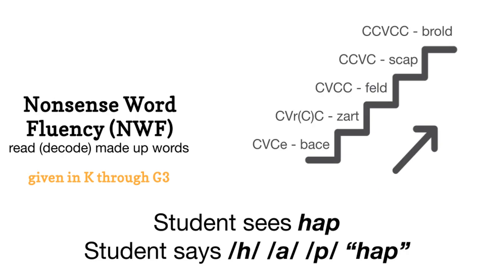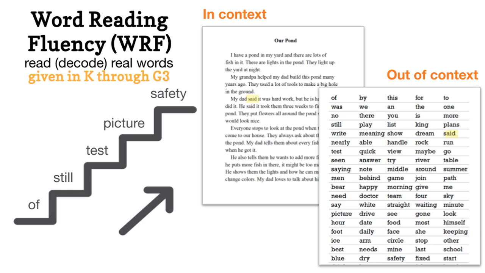Nonsense word fluency measures the ability to decode words based on alphabetic principle. This subtest is given in kindergarten through third grade. Word reading fluency measures the ability to read real words in and out of context. This subtest is given in kindergarten through third grade.